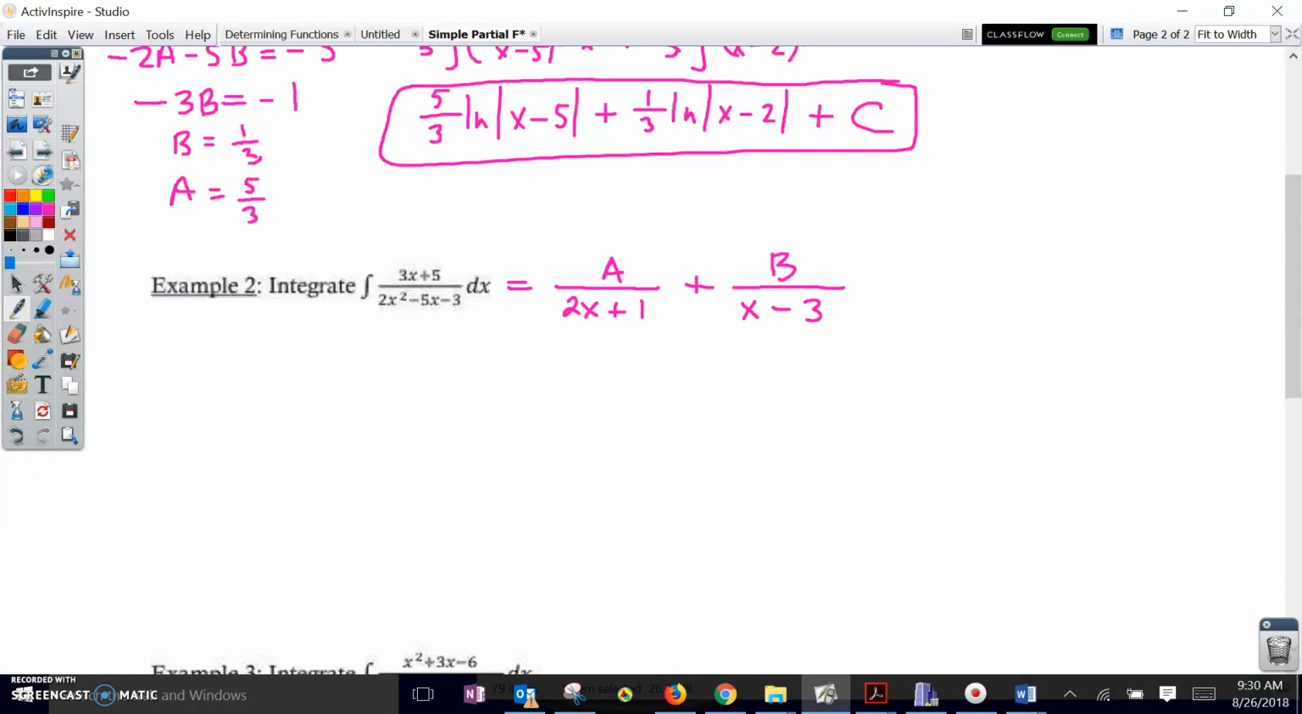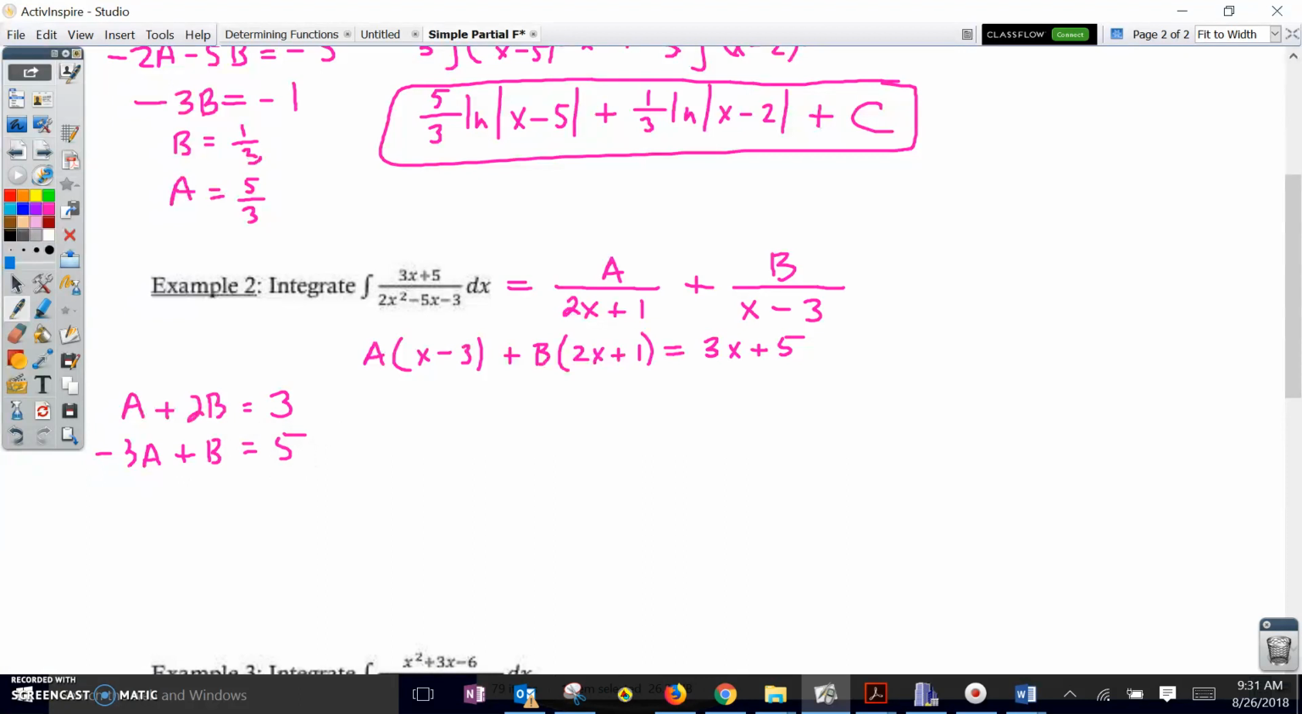Alright, and so A times x minus 3 plus B times 2x plus 1 has to be equal to my original numerator. Now writing my system, that gives me A plus 2B has to equal 3, and negative 3A plus 1B has to be equal to 5.